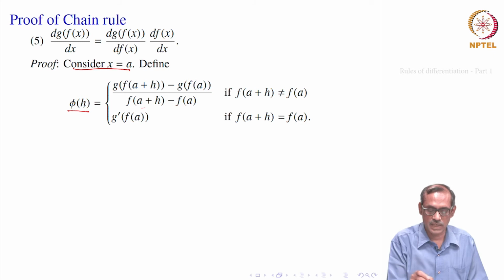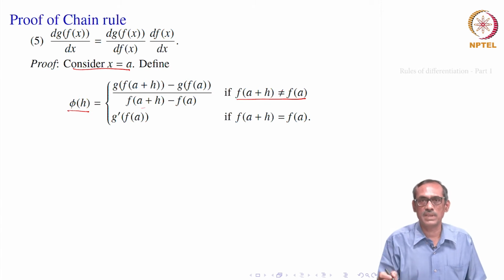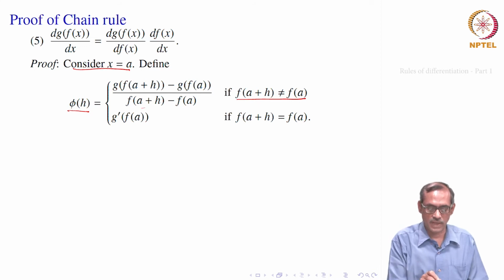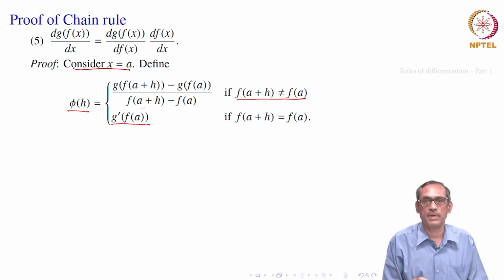So, this is really defining a function of h, and this we take when f of a plus h is not equal to f of a. Of course, when it is equal, we cannot define it. So, when it is equal, we define it separately. We say phi of h equal to g prime of f of a.